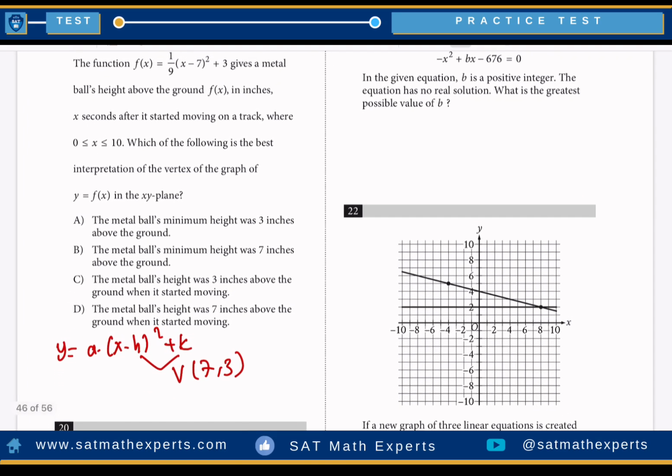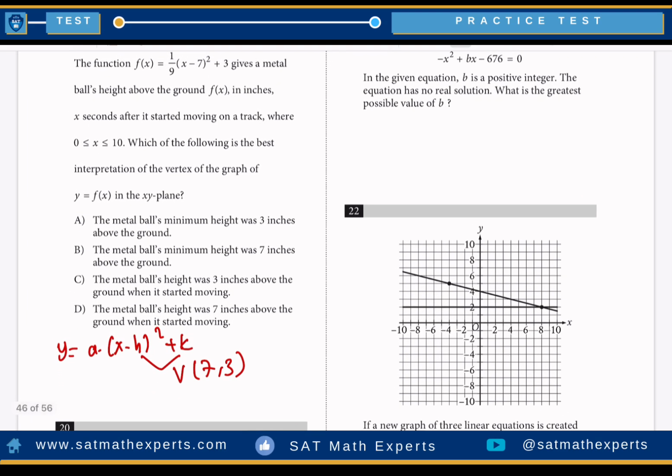So between 7 and 3, it means if I have a parabola, it's this, let's say this is my 7, this is 3, this is my vertex. Somehow my parabola will be like that. I am not sure, I'm just drawing like that. This is just an estimation, okay?